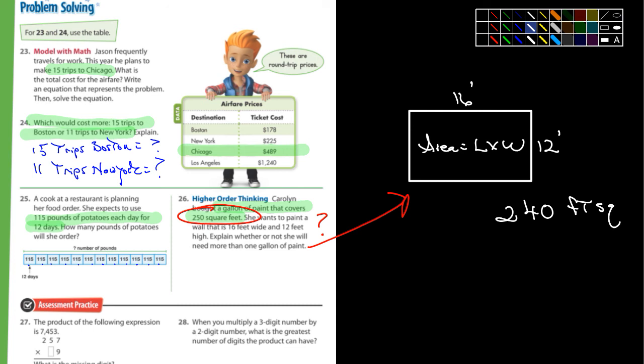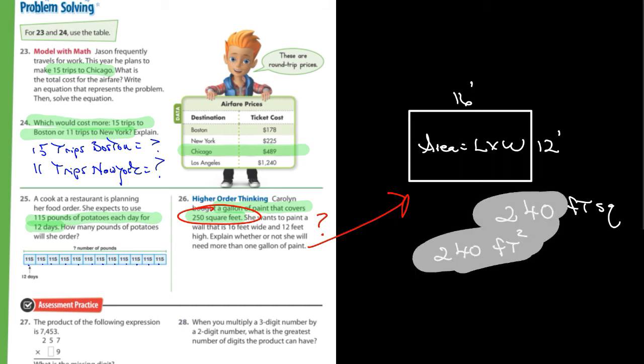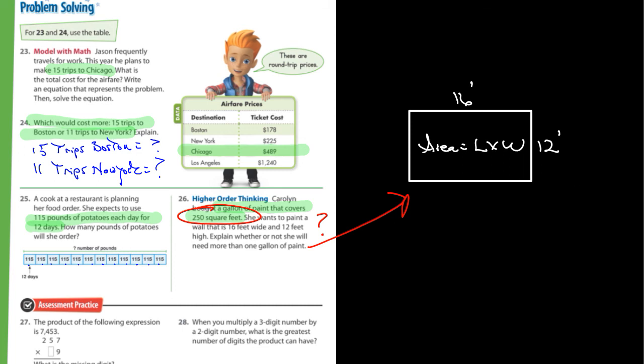Or you could write 240 if that's the answer. You could write FT and then put a little exponent of 2. That tells me it's squared. A couple, 3 different ways you could write that down. So again, I don't think it's 240. I'm just guessing. It'd be kind of funny if it was. But that's what you've got to figure out for number 26.